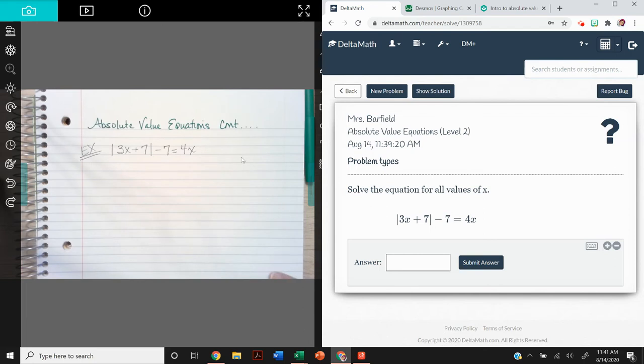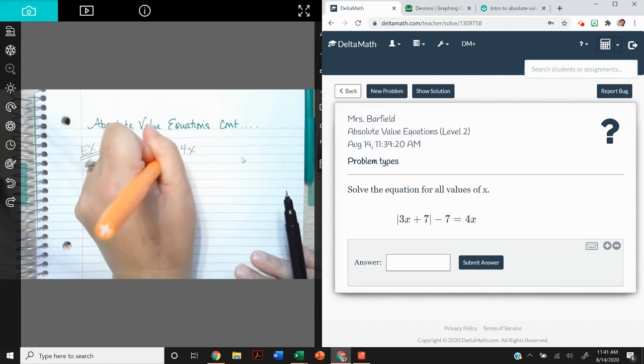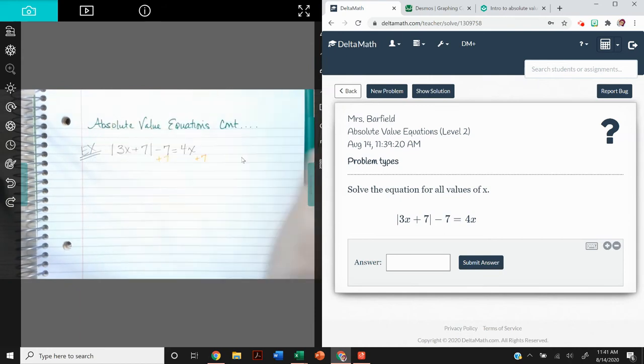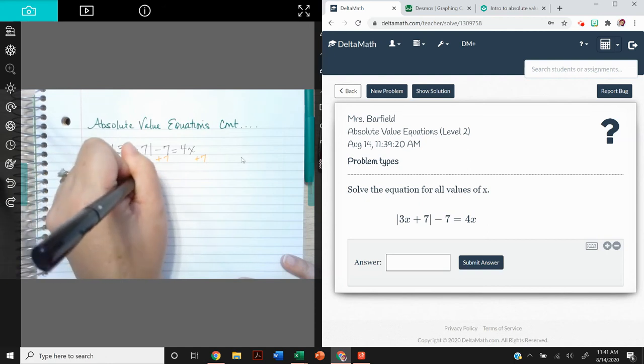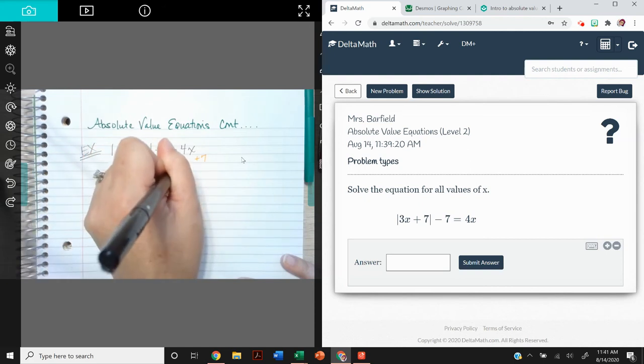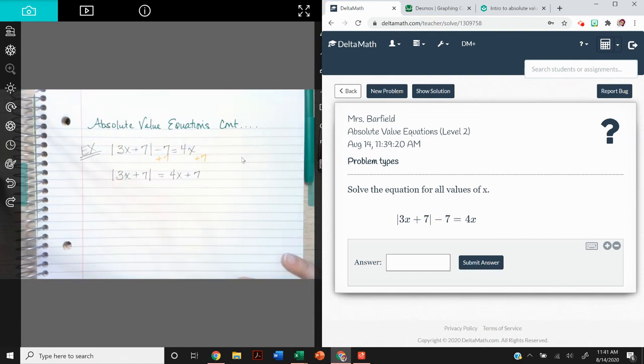So if I jump right in, we're going to add 7. We're going to add 7. So I get the absolute value of 3x plus 7 equals 4x plus 7. This looks a little bit different than the ones we were doing last time. That's not a problem. It's just in how we approach our next step. And our next step is going to look like this.